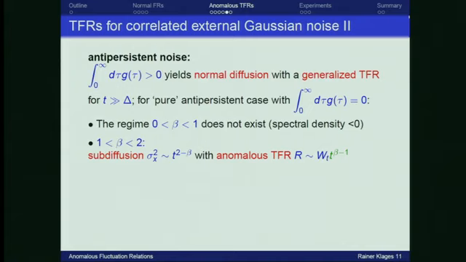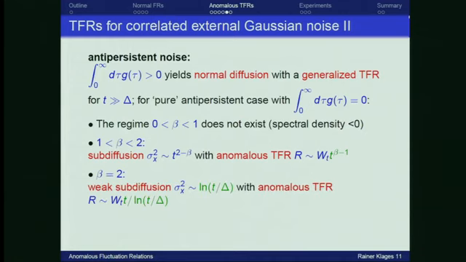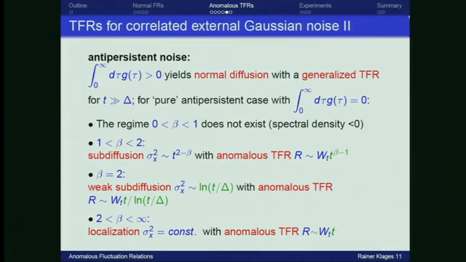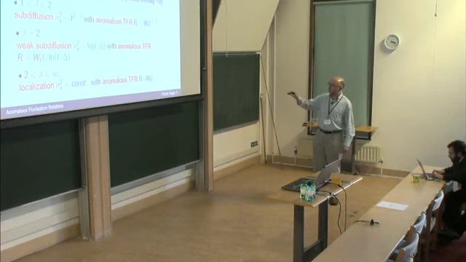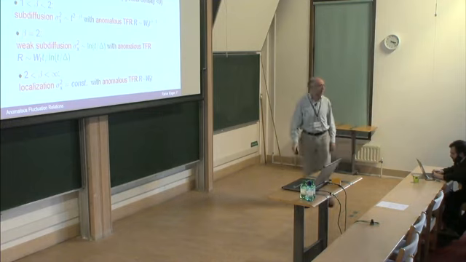In this case, we get subdiffusion. Again, with this correction of the transient fluctuation relation, you see that in a way the slope of the fluctuation ratio increases with time. Again, you have a logarithmic correction at beta equal to 2 here in the denominator. And for beta larger than 2, in fact, that's a kind of strange process because the mean squared displacement goes to a constant. We have a kind of localization. And we have an anomalous transient fluctuation relation where the slope is linear in time.